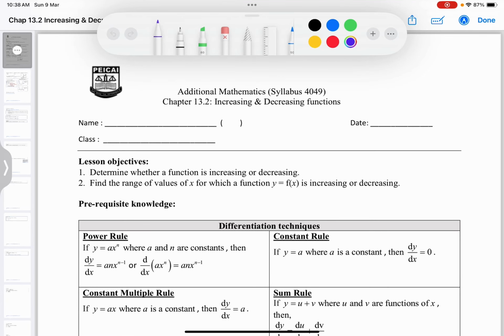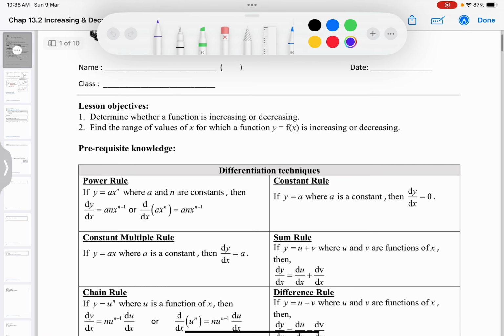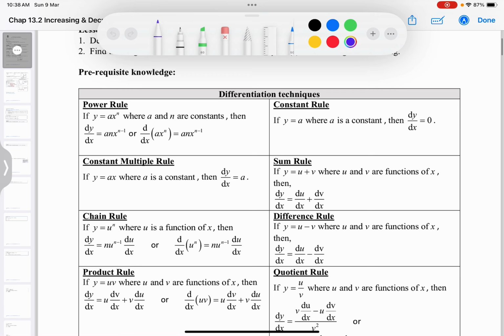In this video, you will learn about increasing and decreasing functions. How do we use a derivative function to determine whether the function is an increasing or decreasing function, in a certain range of values of x? Okay, so you will need to recall all your differentiation techniques. You should have also already completed the SLS package on increasing and decreasing functions to get a good sense of what this chapter is about.